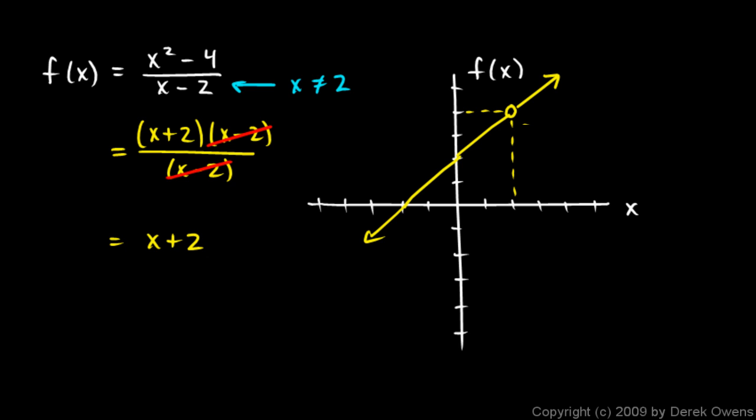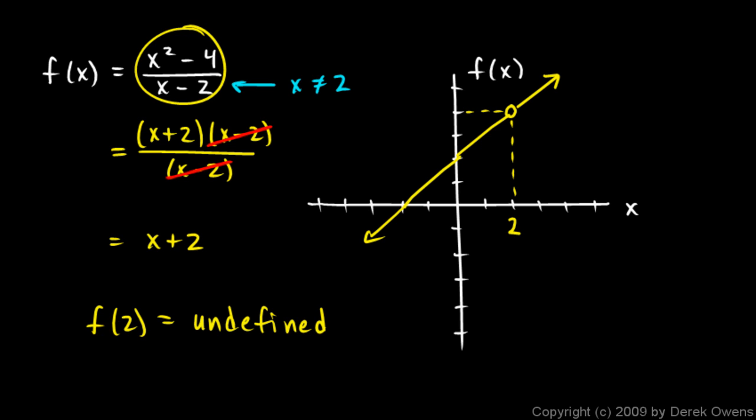So now if you try to say f of 2, well, what's the value of the function at x equals 2? It's undefined. The value of the function is undefined at x equals 2. You can't plug in a 2 and calculate the corresponding y value because you can't divide by 0, and 2 minus 2 is 0.